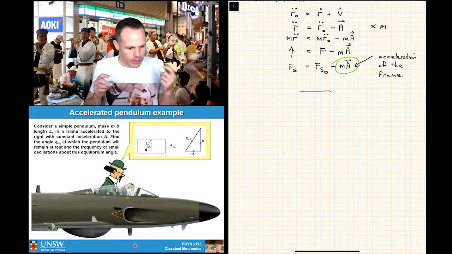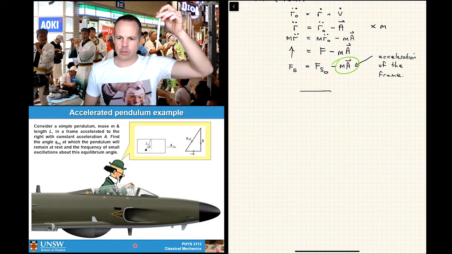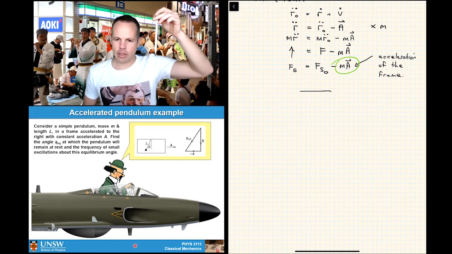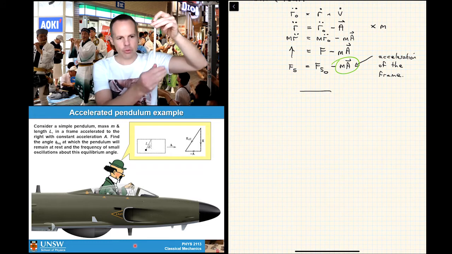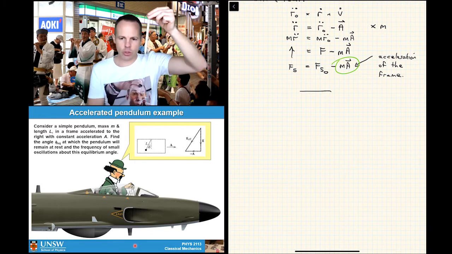And so we know, with all of these non-inertial frame problems, usually the best way to begin is to think about what's going to happen in the inertial frame. So if we think about our inertial frame, we've got a pendulum. It's going to swing backwards and forwards. And there's two things we know.